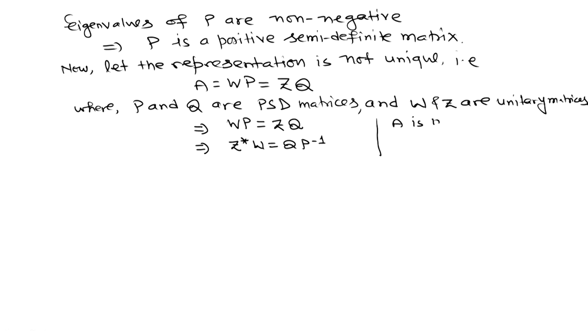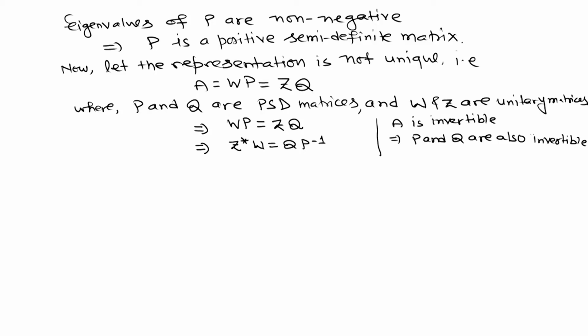A is invertible, and it means P and Q are also invertible, because A is the product of W and P. So, A is invertible means both the matrices should be invertible. W is unitary, so it is invertible. So, P should also be invertible. Similarly, we can say that Q should also be invertible. That is why we have put this condition that if A is invertible, then only the representation is unique.